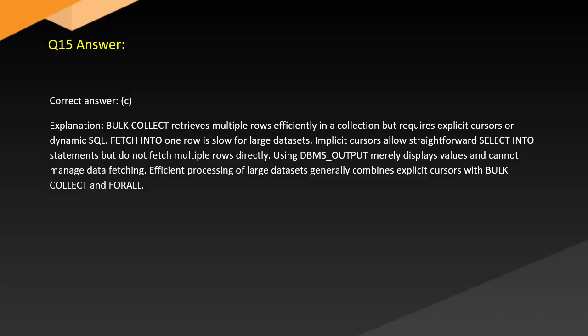Answer. Correct answer: C. Explanation. Bulk collect retrieves multiple rows efficiently in a collection but requires explicit cursors or dynamic SQL. Fetch into one row is slow for large datasets. Implicit cursors allow straightforward select into statements but do not fetch multiple rows directly. Using DBMS_OUTPUT merely displays values and cannot manage data fetching. Efficient processing of large datasets generally combines cursors with bulk collect and FORALL.